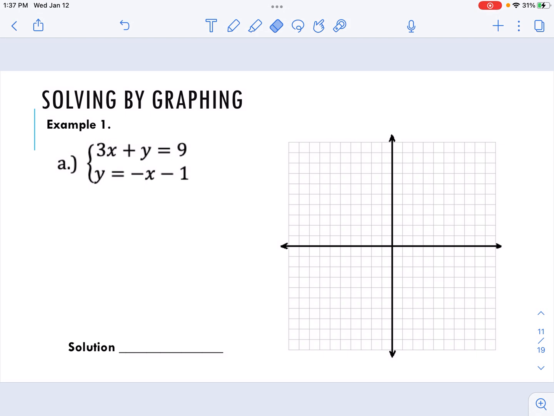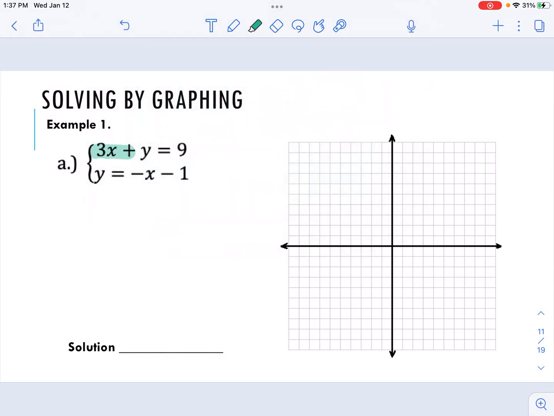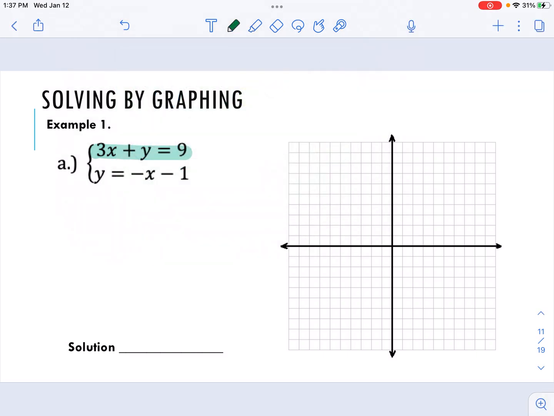So let's start with the first method, graphing. I take a look here and first ask myself, what do I notice about both of these linear functions? Well, in this one that I'm going to highlight in green, I notice that the first one is in standard form. So I'm going to use what I know about standard form and graph 3x plus y equals 9. I know that if I cover up x and solve for y, y is 9, which means that my y-intercept is at 9. 1, 2, 3, 4.